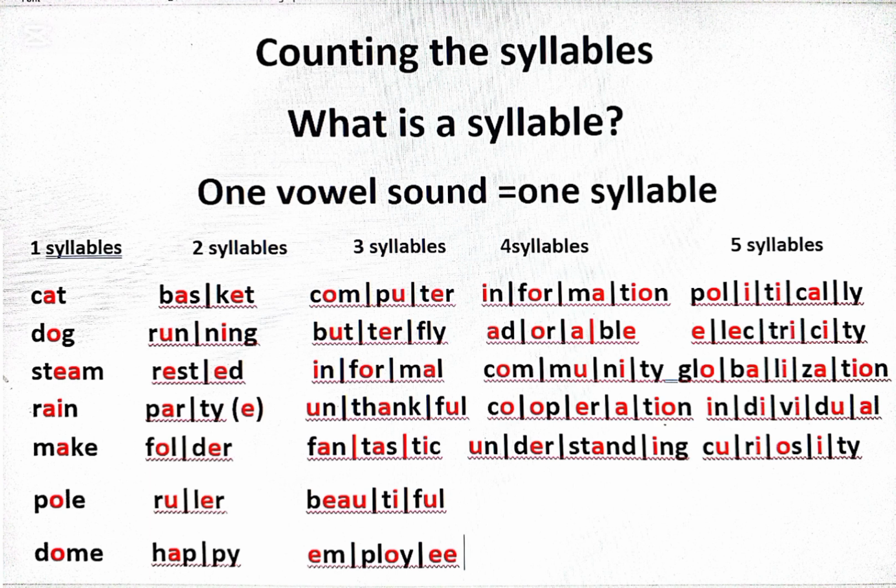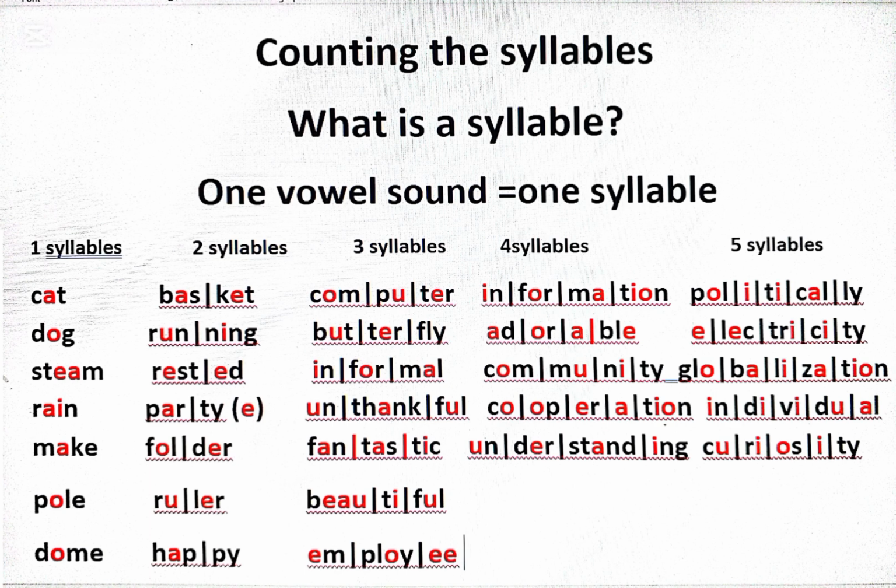The next is cooperation. Cooperation. So cooperation also has four syllables. Then understanding. Understanding. Again, four vowels, so four syllables. Lastly, we have the longer words with five syllables. So let's analyze politically. If we split it into vowel sounds, we get five syllables.